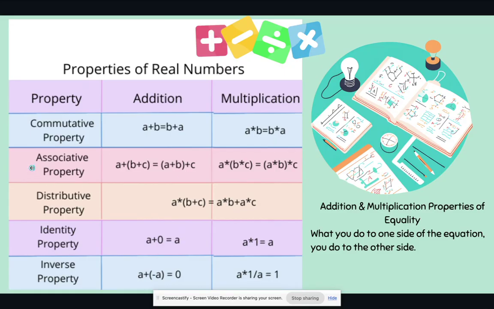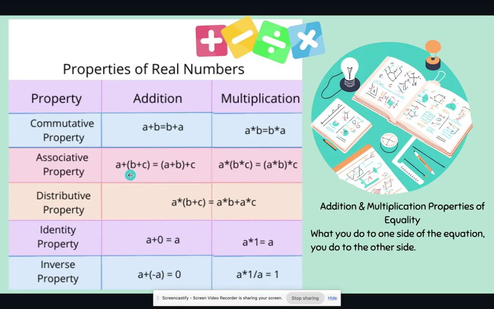The next one is the associative property of addition and multiplication. The associative property of addition says that the order in which they are grouped, this one's got the parentheses involved, it's the groupings, doesn't matter as long as it's all addition or all multiplication.